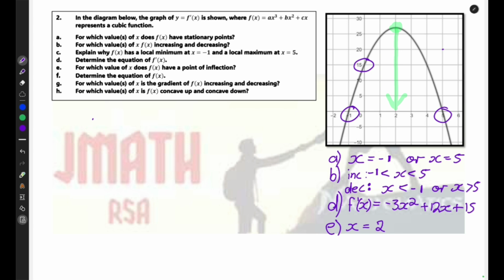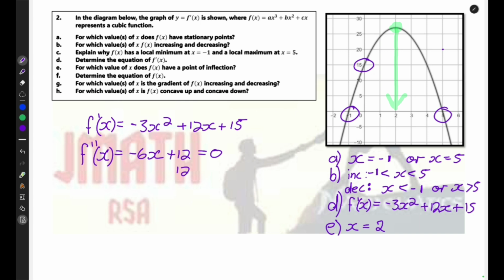So we now saw that the equation of the derivative is equal to -3x squared plus 12x plus 15. The double derivative is always linked with the point of inflection. So when I make the double derivative equal to 0, I'm going to get x is equal to 2. So let's do that: -6x plus 12 equals 0. So 12 equals 6x, and therefore x is equal to 2.